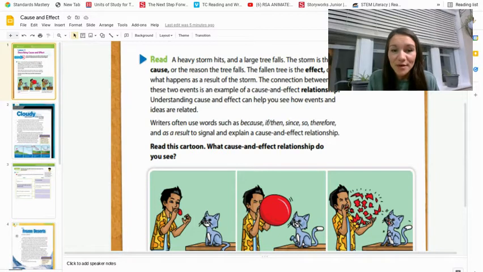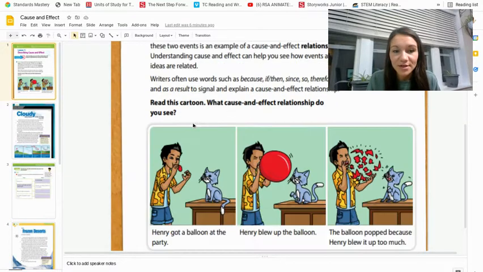We know about signal words to help us understand which text structure the author is using. So, some of the signal words that you might see when you're looking at the text structure of cause and effect are because, if then, since, so, therefore, and as a result. These signal words help explain a cause and effect relationship.